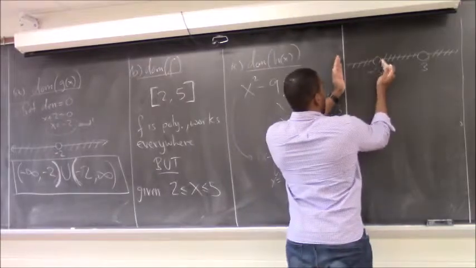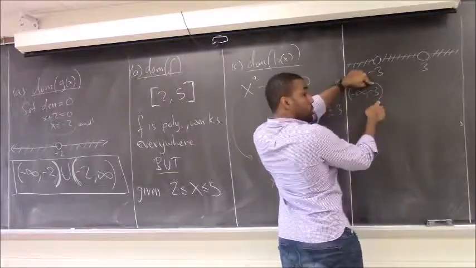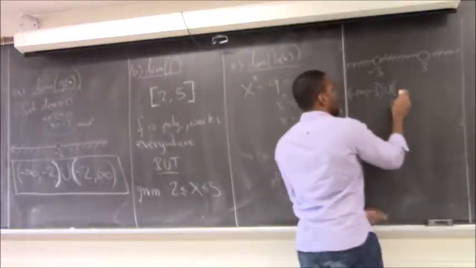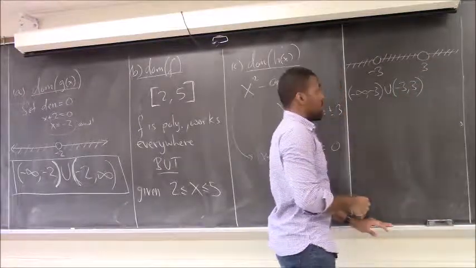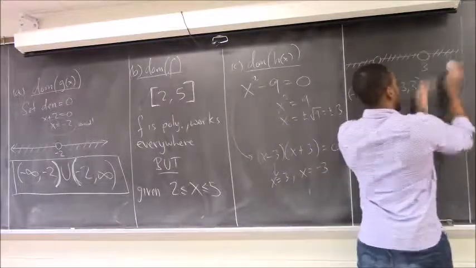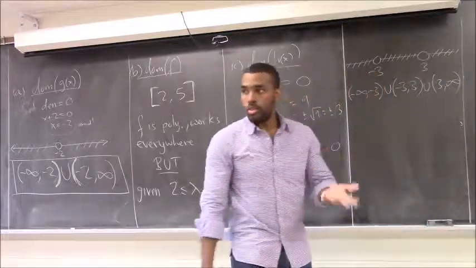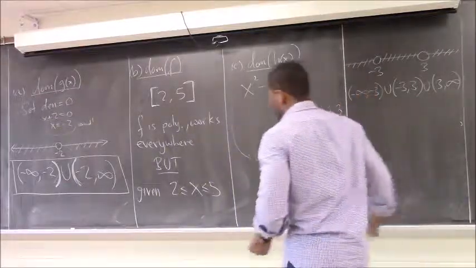There's over here, which is going to be minus infinity to minus 3, not including 3, because if I plug in 3, I would divide by 0. Union, I can be in the middle between minus 3 and 3, again not including either of them. Or I can be on the right side, 3 to infinity. So there are 3 sets, for all values of x.